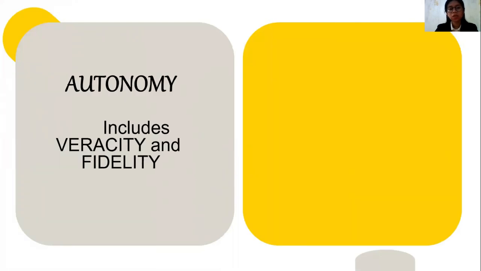What is autonomy? It includes veracity and fidelity. Veracity is the honest disclosure of patients' conditions. Fidelity is respecting the confidentiality of the patients. These pillars bring up the key concepts that are relevant to demonstrate the knowledge and capability of the doctor in doing the right thing.